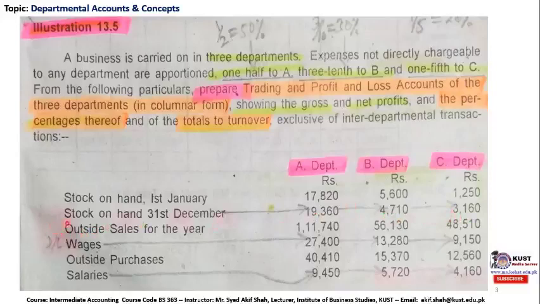The third statement is the data related to the outside sales for the company. For Department A, the sales volume is 111,740, which is also named as turnover in this question. For Department B, it is 56,130, and for Department C, the sales volume for the year is 48,510.